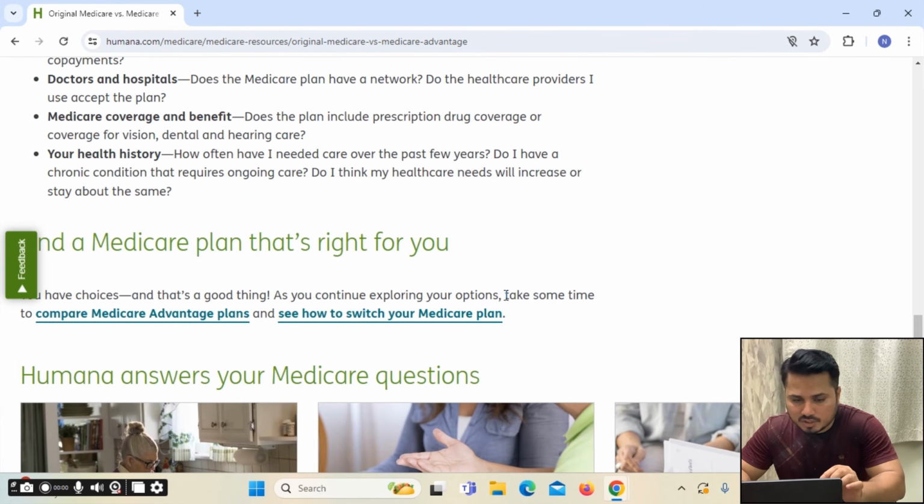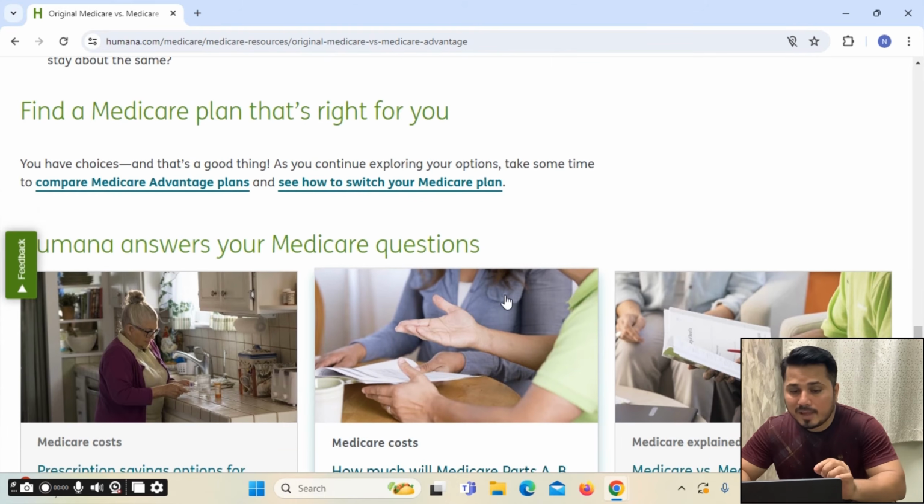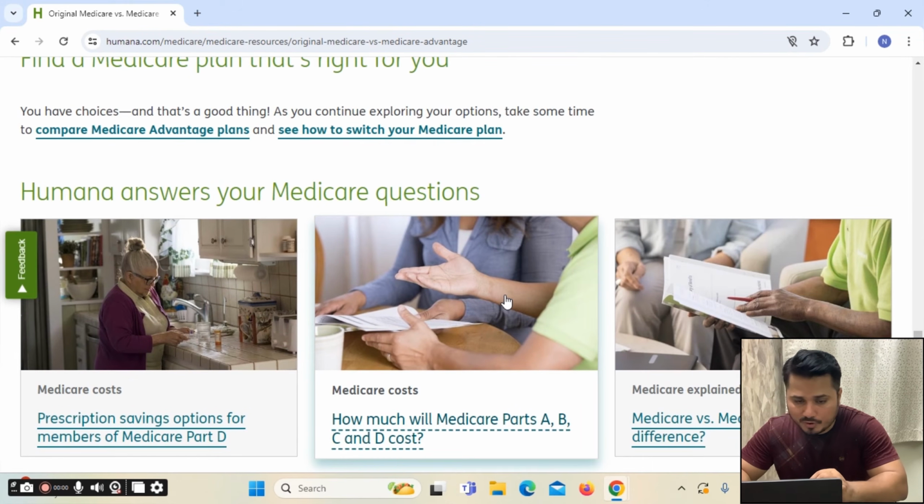For health history: how often have I needed care over the past few years? Do I have a chronic condition that requires ongoing care? Do I think my healthcare needs will increase or stay about the same? Okay. Now find a Medicare plan that's right for you.